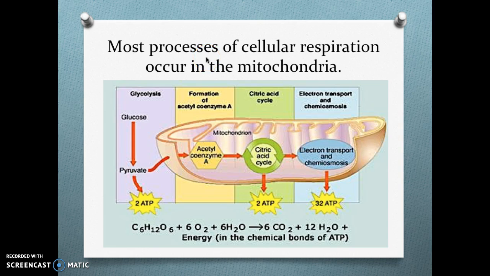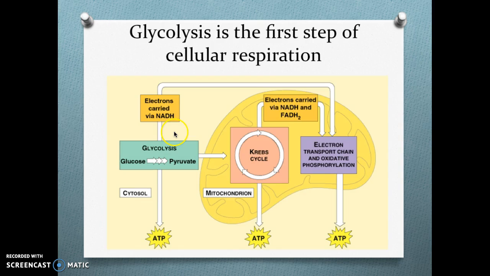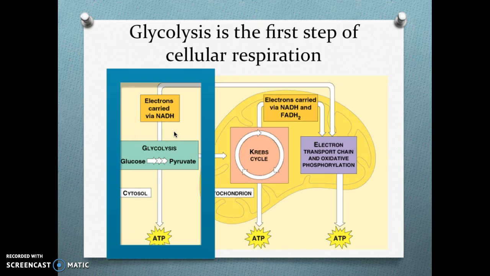So the first step of cellular respiration actually occurs outside the mitochondria, in the cytoplasm, and that process is glycolysis. So now we're going to talk about glycolysis in a bit more detail. All the rest of the reactions happen in the mitochondria. So here's another diagram, and we are in glycolysis in the cytosol.